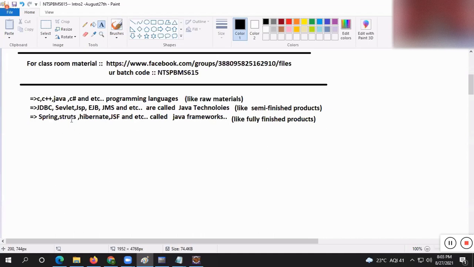Sir, frameworks look very interesting. I will directly learn frameworks, sir. Sorry, boss. Frameworks are built on top of technologies, and technologies are built on top of languages. So you cannot directly learn technologies or frameworks. First learn the language as a prerequisite, then learn technology, then learn framework. Sir, can I learn framework directly based on the language knowledge? Yes, you can, but parallelly you have to learn one or two technologies. Then your framework learning becomes easy.